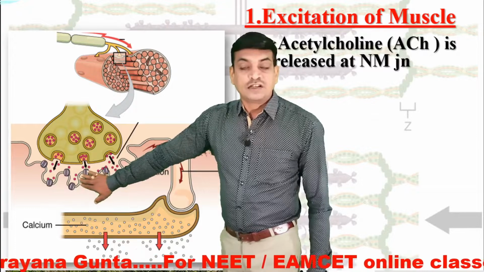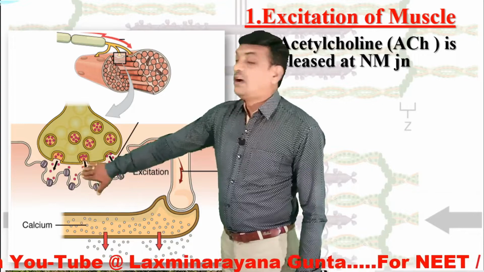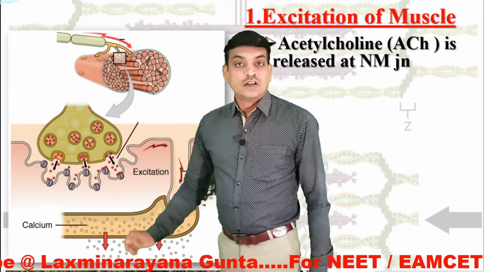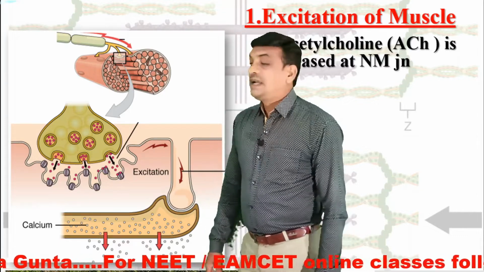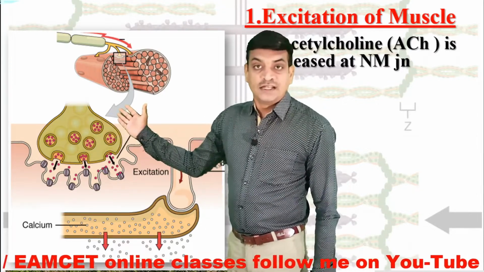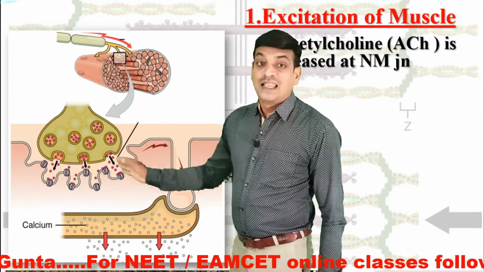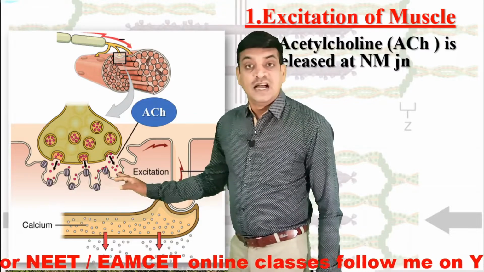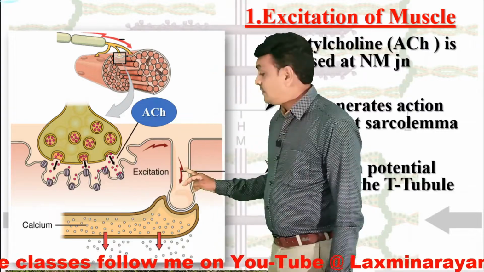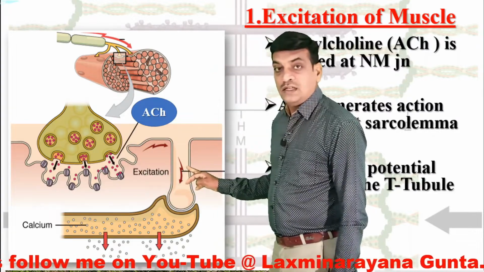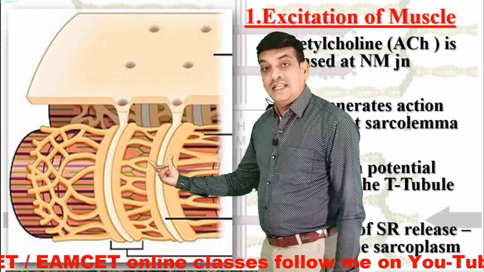During the resting stage, what we observe is inside the sarcoplasm there is negative charge, and outside the sarcoplasm there is positive charge, which creates a potential difference. Outside there are sodium ions, and inside there are potassium ions, and the ACH creates the action potential at the sarcolemma. The action potential is spread to the T tubule, and these T tubules make the cisternae release calcium ions.